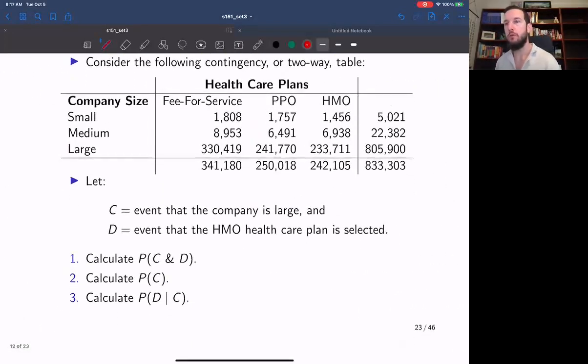Okay, so we're going to go through another example of enumerating the same outcomes. We're just going to use a different section of the contingency table now to illustrate these events. So these are the same definitions that we had just talked about, the same structure of examples. The only difference is that we're considering a different part of the contingency table. So we're going to let C be the event the company is large. We're going to let D be the event that we have an HMO healthcare plan.